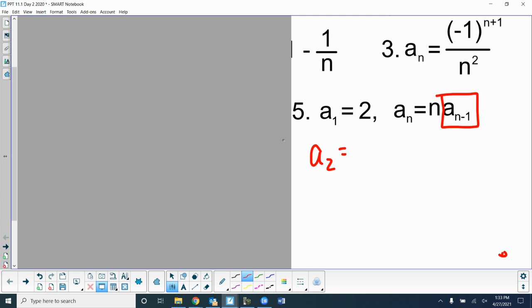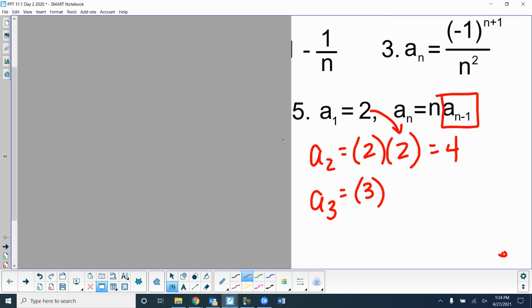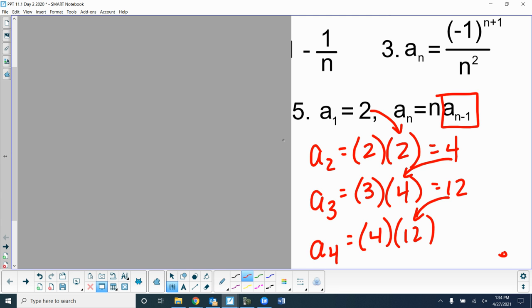All right, so when I'm looking for the second term, what's n? 2. And then a sub n minus 1, the previous term, which would have been the first term, I put in that spot. That's what you asked, right, Chase? Yeah. So the answer for the second term is 4. To get the third term, what's n? 3. And then use the previous term, which is 4 now. So the answer is 12. To get the fourth term, n is 4. And then it's going to be 12 because the previous term was 12. So I get 48. All right?